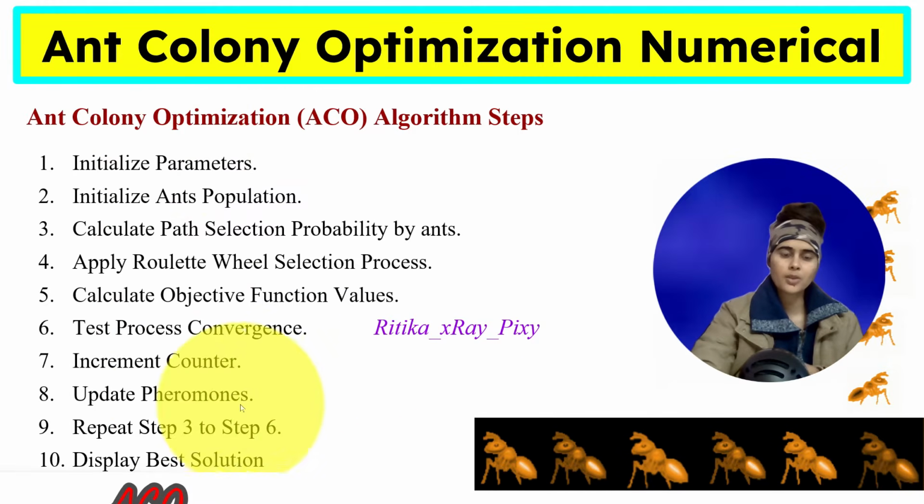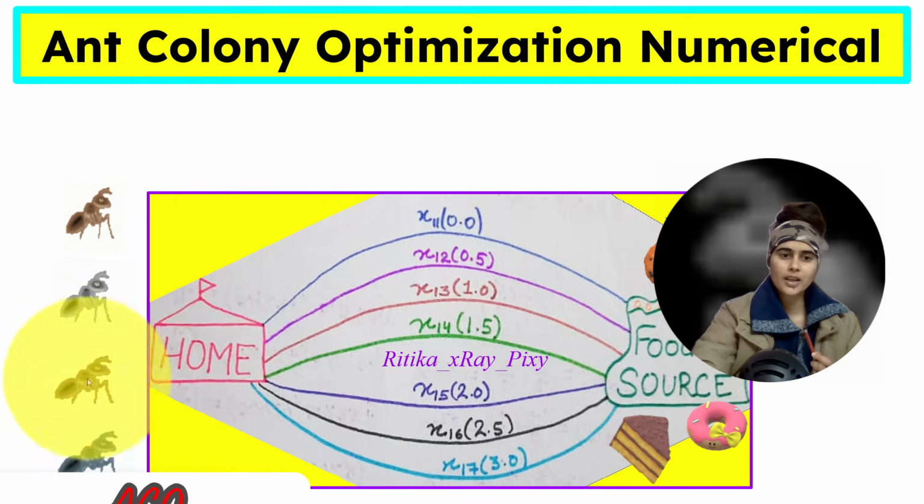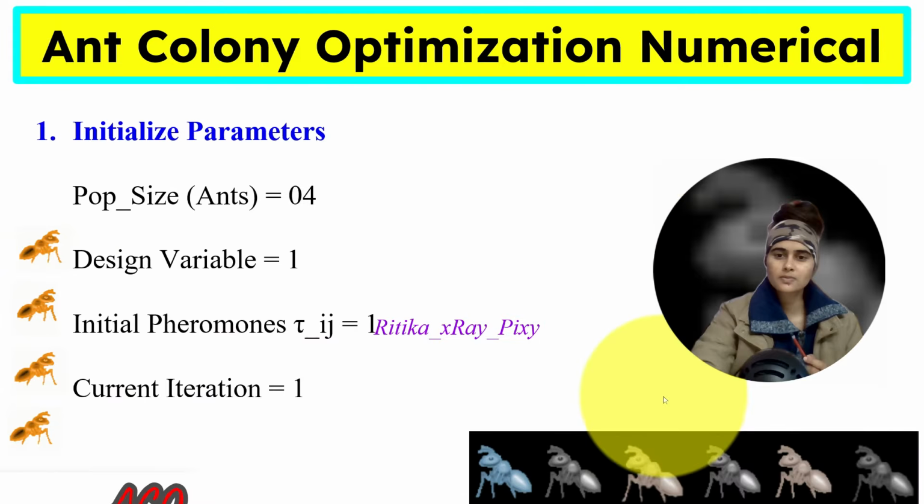Now step by step, we will see how we can apply this algorithm to solve the minimization problem. So here you can see we have ants, then we have the starting node that is home. Then you can see we have different paths that an ant can take to reach its destination, that is the target, the food source. First we will initialize the parameters like population size, that is the total number of ants, decision variables, initial pheromones on the path, and current iteration.